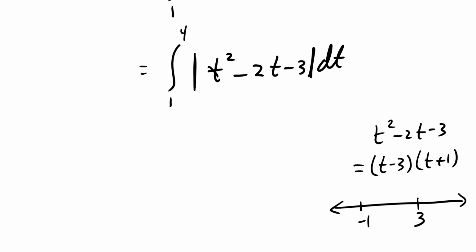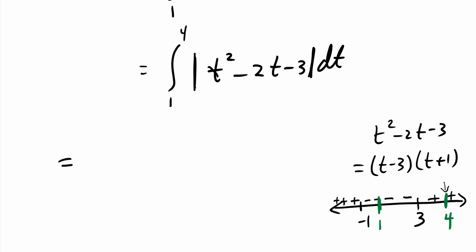Now what we do, we pick testing points. If I pick t equals 4, that's going to give me positive. If you pick 0, that's going to give me negative. Negative 2 is positive. So now, where are we working? We are working from 1 to 4, only. So I got two intervals. The first one tells us it's negative from 1 to 3 and positive from 3 to 4.